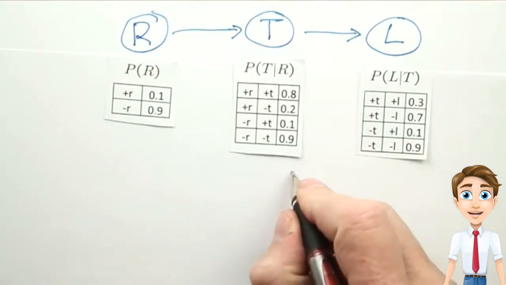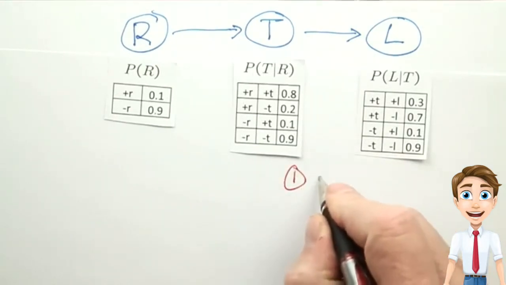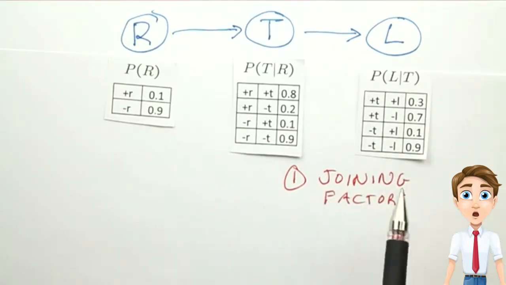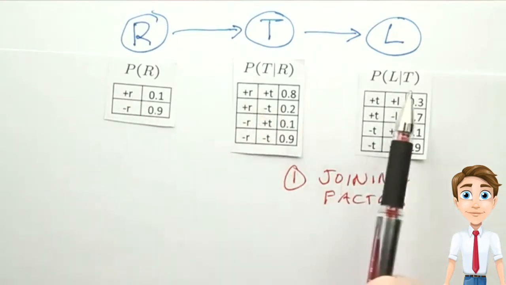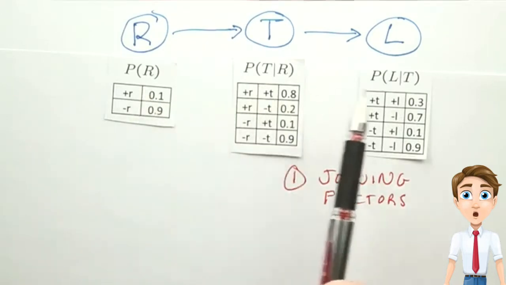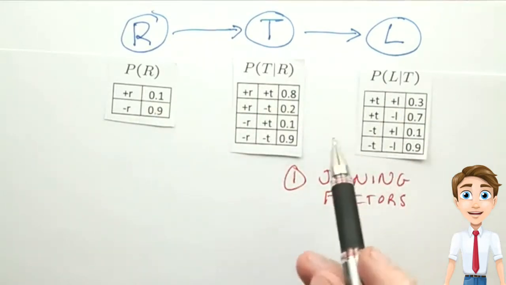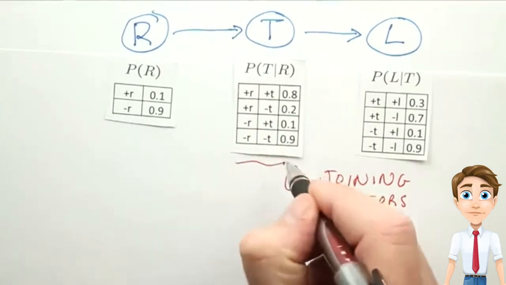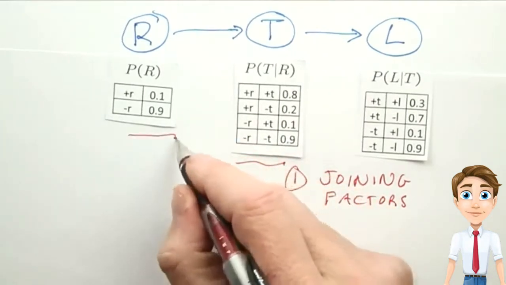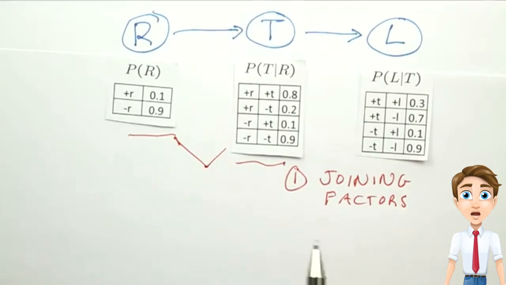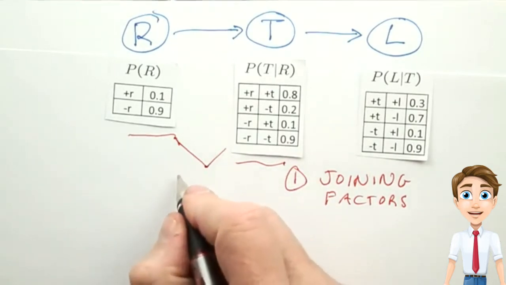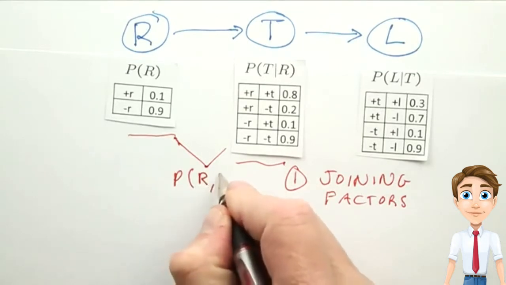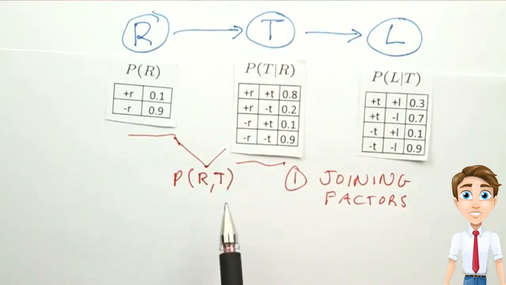The first operation in variable elimination is called joining factors. A factor, again, is one of these tables. It's a multi-dimensional matrix. And what we do is choose two or more of the factors. In this case, we'll choose these two, and we'll combine them together to form a new factor, which represents the joint probability of all the variables in that factor. In this case, R and T.